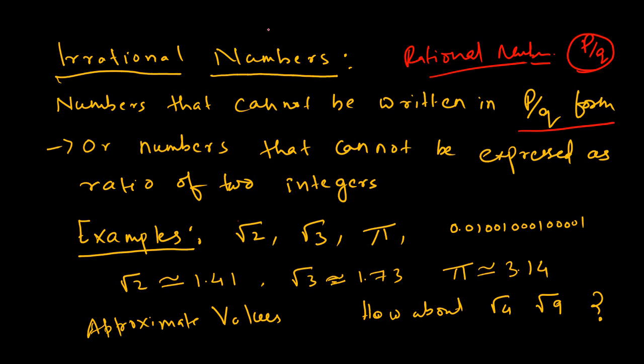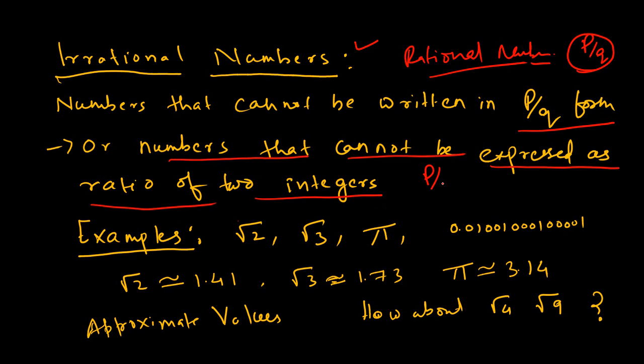And we call these numbers irrational numbers because we cannot express these numbers as the ratio of two integers. So we cannot express these numbers in the p upon q form, where p and q are both integers and q is not equal to 0, right? So going by the definition of rational numbers, some of these numbers do not fit into the definition. So what are the examples of this kind of numbers?